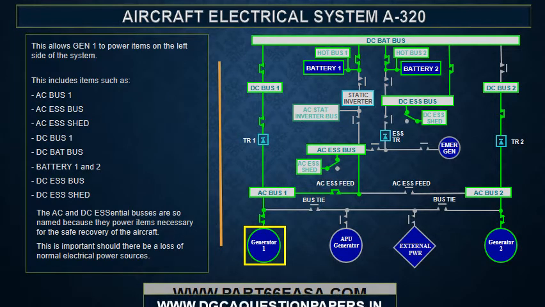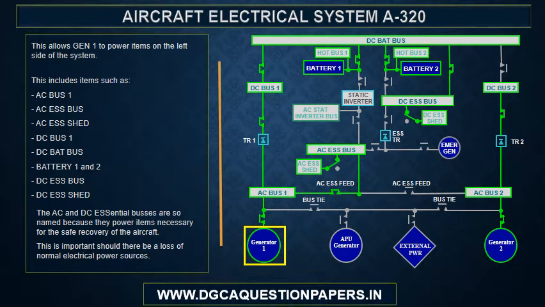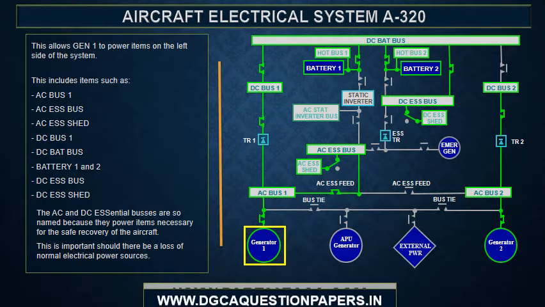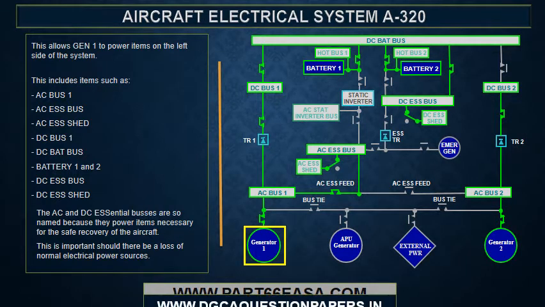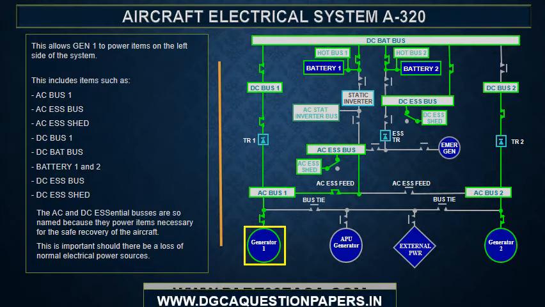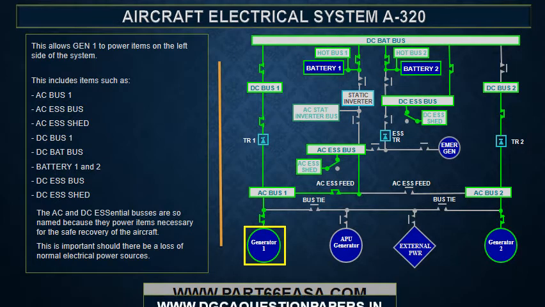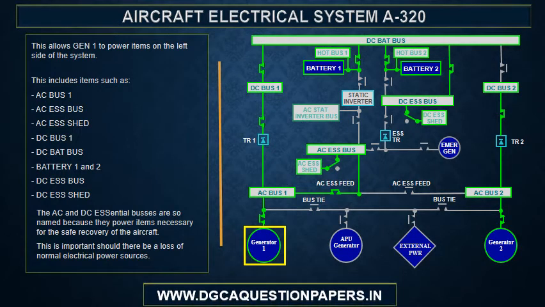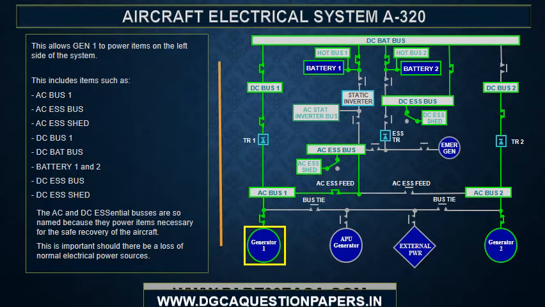This allows Gen 1 to power items on the left side of the system. This includes items such as AC Bus 1, AC Essential Bus, AC Essential Shed, DC Bus 1, DC Bat Bus, Battery 1 and 2, DC Essential Bus, and DC Essential Shed. The AC and DC Essential buses are so named because they power items necessary for the safe recovery of the aircraft. This is important should there be a loss of normal electrical power sources.